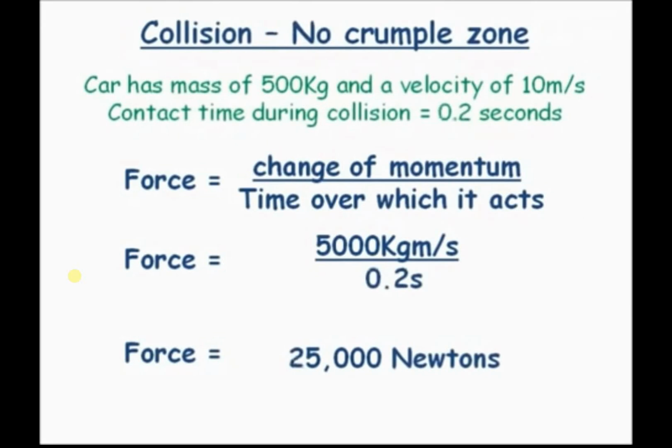In this one, the car had no crumple zone. So the car had the same change of momentum, because it was still 500 kilograms, going at a velocity of 10 meters per second, but the contact time between the wall and the car was only 0.2 seconds. So if we put these numbers into the formula, this time we get a much greater force of 25,000 newtons, which is why poor old Ollie ended up being thrown out of his seat.